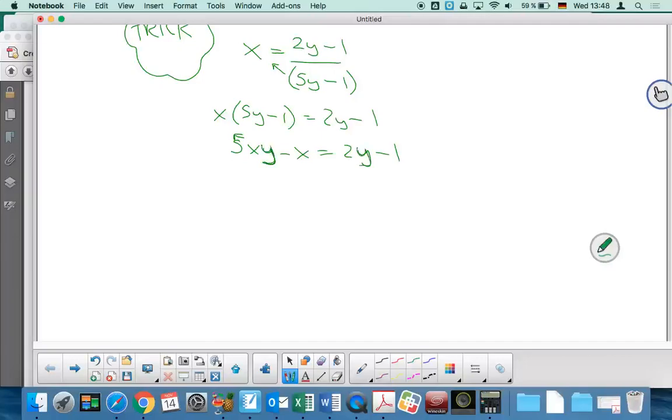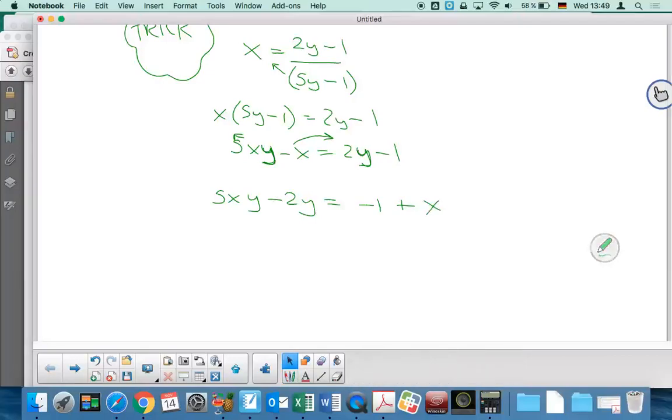So what I'm going to do is bring all the y terms to one side. So it'd be 5xy minus 2y, bringing that one over. Now, at the same time, that minus x has to move over to that side. Minus x going to the other side will become plus x. So I can write it like that, or I could write it the other way around, because we don't usually like to have a minus sign stuck at the beginning. Well, let's just leave it like that for just now.